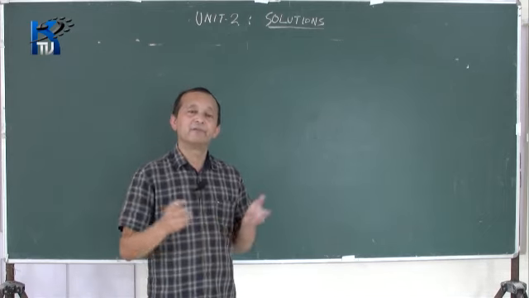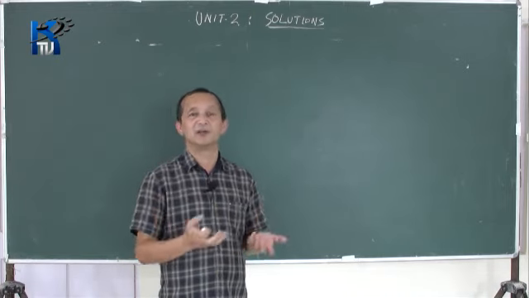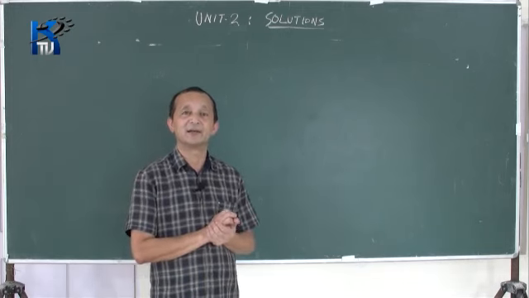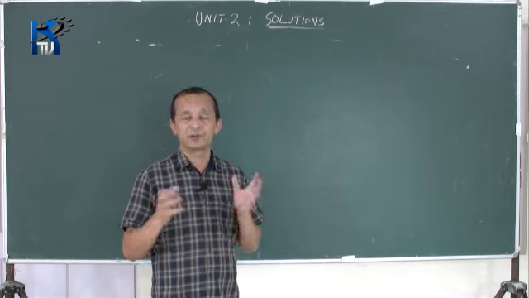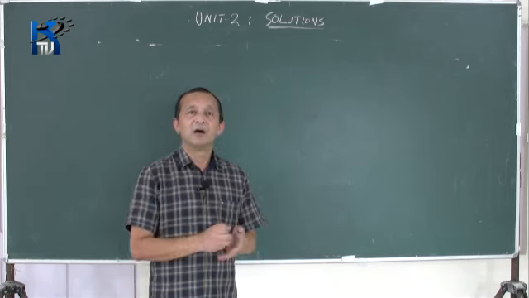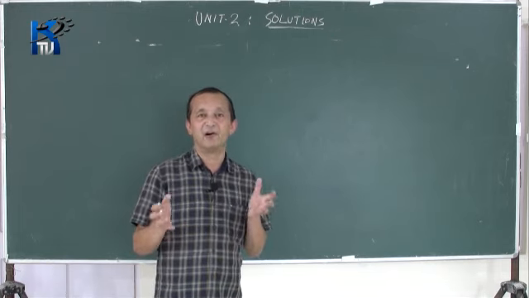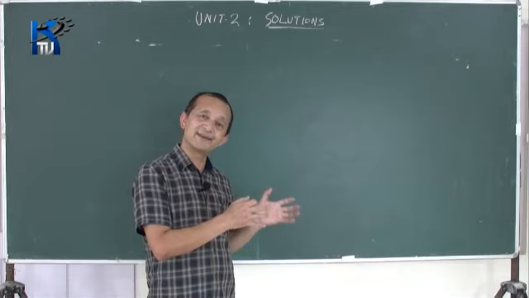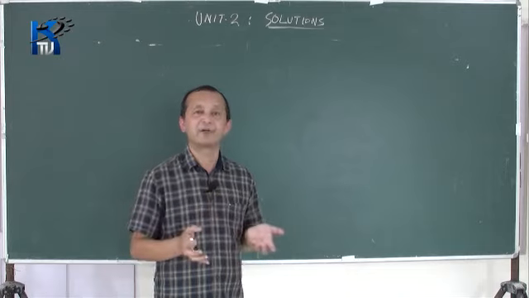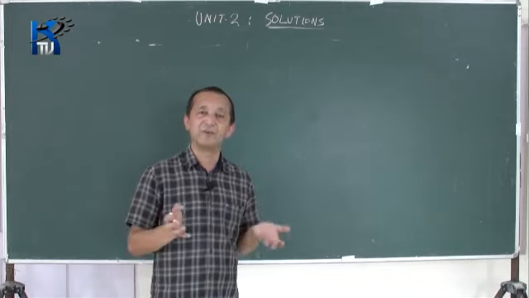Now I told you that ideal solutions are those solutions which obey Raoult's law under all types of conditions like concentrations, etc. And non-ideal solutions are those which do not obey Raoult's law. Obeying Raoult's law means that the graph of the partial pressure versus the mole fraction is a straight line. Not obeying Raoult's law means that the graph is not a straight line, but it is in the form of a curve.